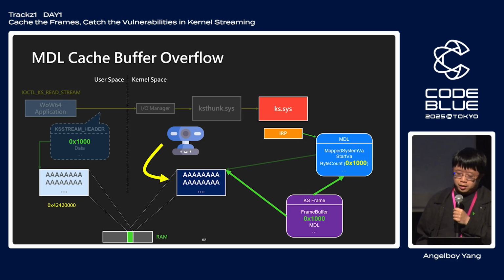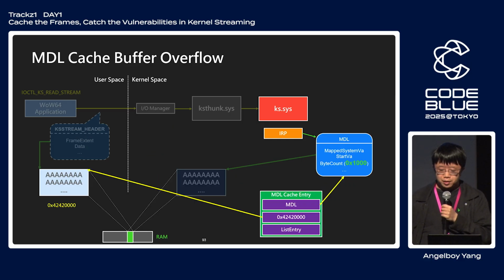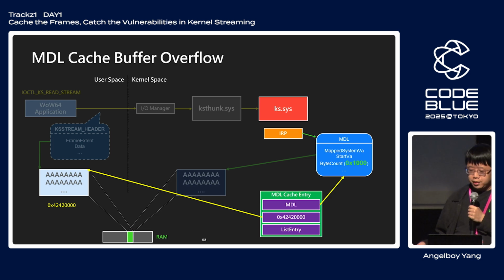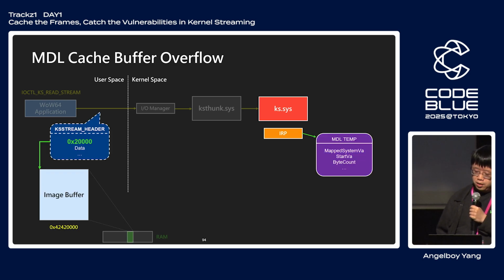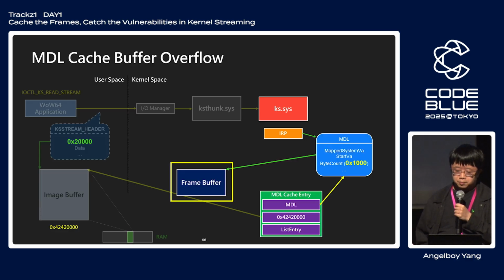For example, in the first request, we ask for a frame buffer of size 0x1000. The kernel will allocate a 0x1000 frame buffer and read data into it. After completing the IOCTL request, the entry is inserted into the MDL cache. For the second request, we use the same buffer address but require a larger size. At this point, the MDL from the previous request is used again to map a frame buffer.